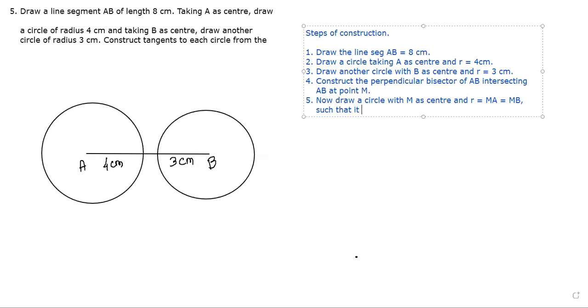such that it intersects the circles with centers A and B at points. Name the points X, Y for the circle A, and P and Q for the circle B respectively.